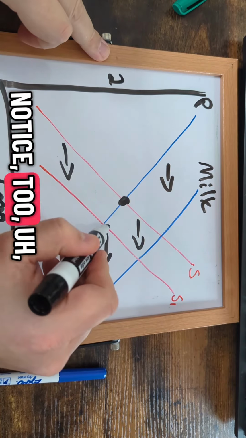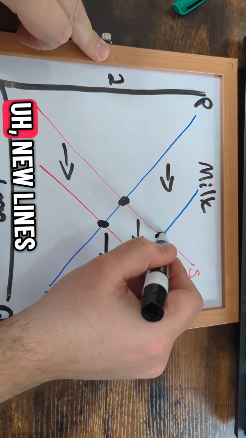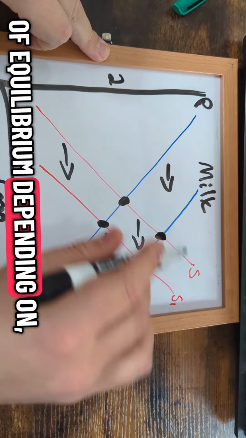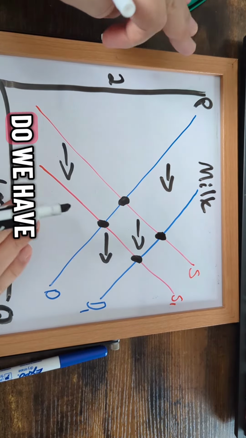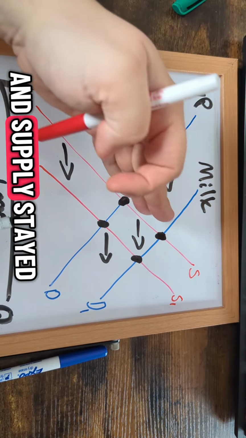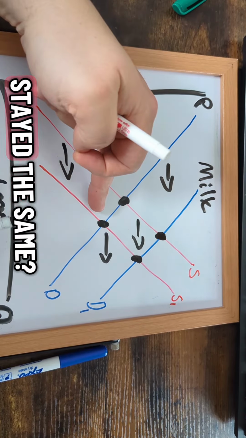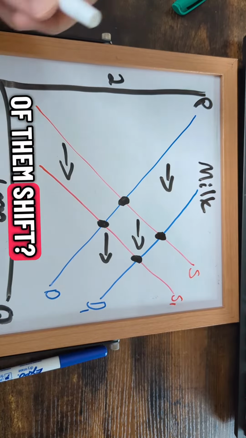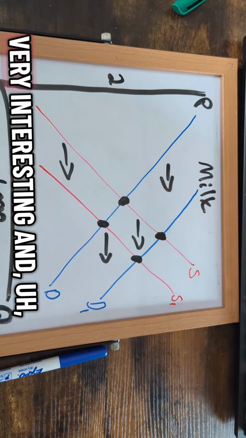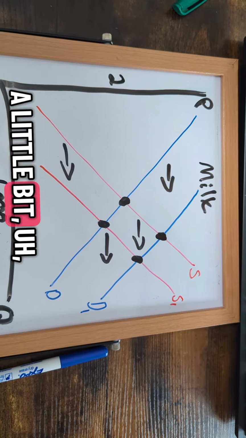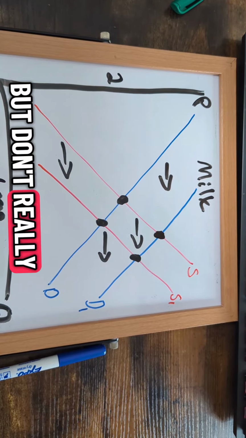Now, if you notice too, all these points here, these could be new points of equilibrium, depending on time and all that stuff. And do we have a demand shift and supply stayed the same, or do we have a supply shift and demand stayed the same, or did both of them shift? So I don't know. It's pretty cool. I think it's very interesting, and hopefully this is a little bit informational or helpful for those who see this kind of stuff but don't really get what people are saying.